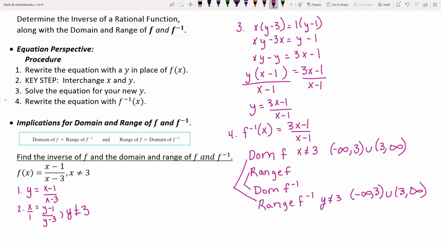And then if we want to determine the domain of f inverse, we have to look at our f inverse function, and we can see that x can't be 1. So it can be everything but 1. So negative infinity to 1, union 1 to infinity. And then the range of f would be the same as the domain of f inverse. So in that case, the y value can't be 1. So it could be negative infinity to 1, union 1 to infinity. And then you're done. So we found the inverse, and we found the domain and range of our original function and its inverse.